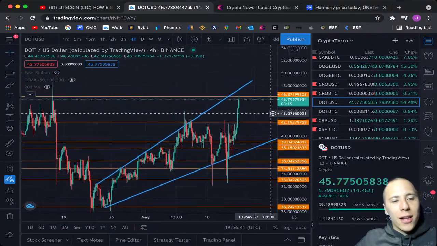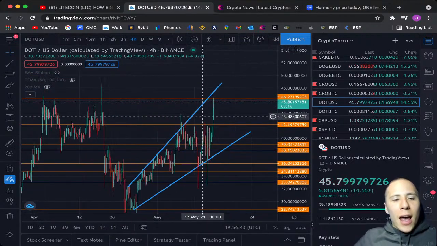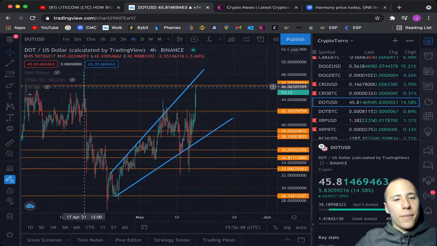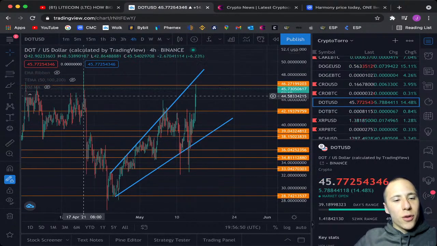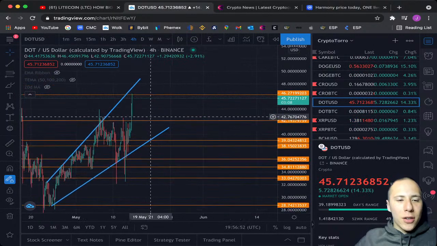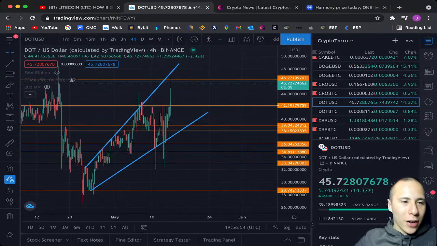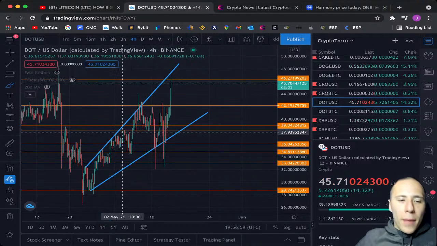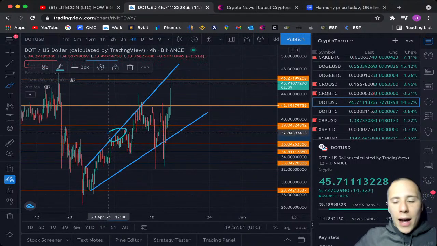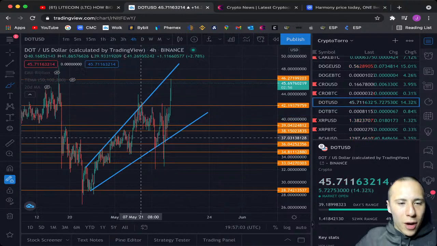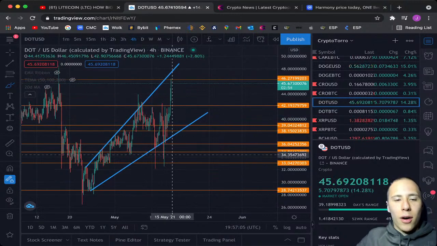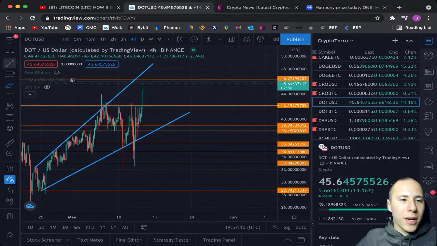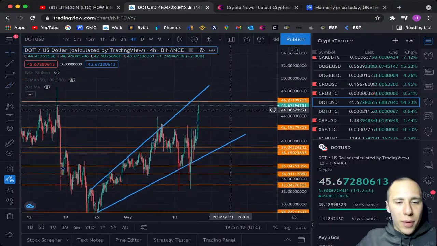And why I did not like the previous symmetrical triangle is because the touch points were just too far apart, and I'm just not a huge fan, because right now what we're seeing here is just multiple touch points on the upper resistance line, and we are seeing as well multiple touch points down below on the upward sloping support line. So I think this is a more significant pattern for Polkadot to look at at this certain moment.